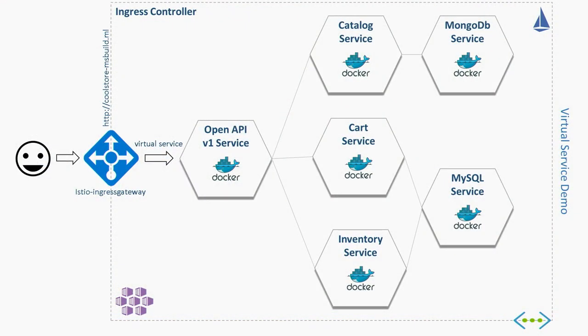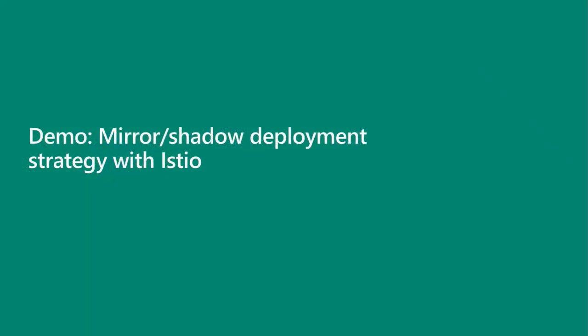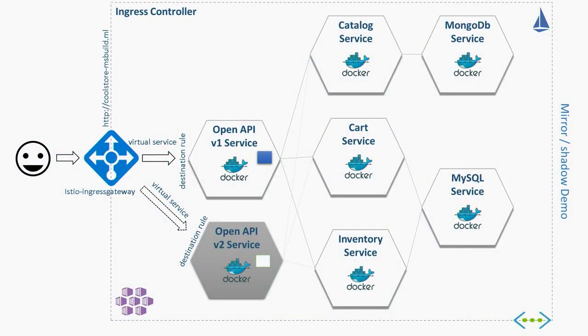Now we go to another demo we call the mirror, or shadow, deployment strategy. Let's say last week we built a new feature, a great feature that gets the hot items on the cool store, and now we need to deploy it into production. In this demo, we maintain two versions of the open API. One is the real open API that's quite stable, and the other is version 2, which is quite new, that I just implemented last week.